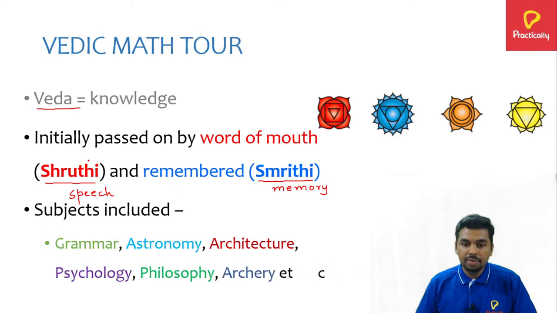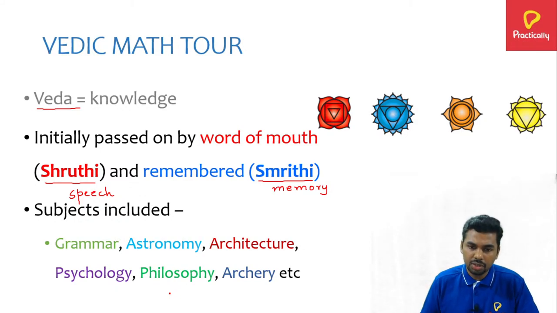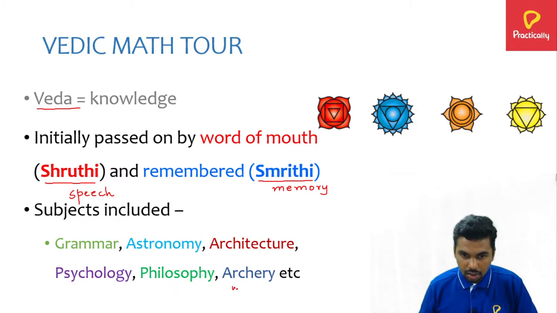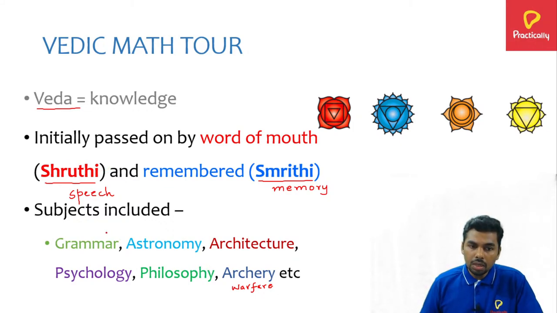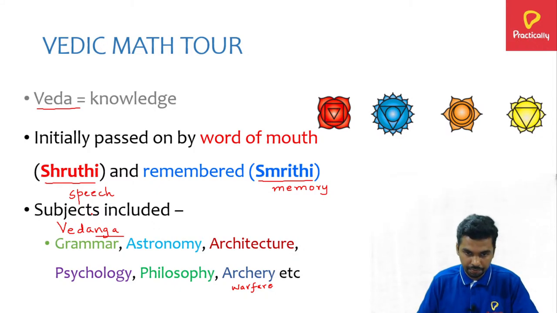Now, what are the topics that we learn in this subject of Veda? The topics are very wide. I have only listed a few of them here. Some of them are grammar, astronomy, architecture, psychology, philosophy, archery. Archery is warfare actually, so you can write warfare here. Everything was actually part of the Veda, the Vedic civilization you can call it. Actually, these subjects belong to what is called Vedanga, where Veda Anga means limbs or hands. These are extensions of the Veda itself.